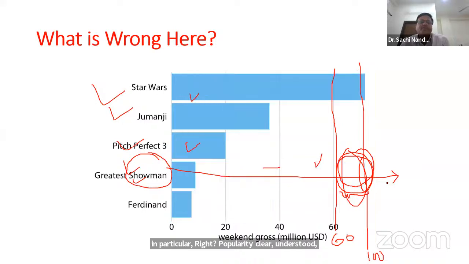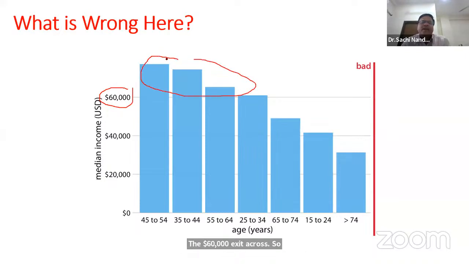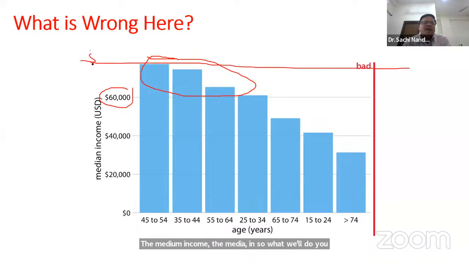Should I proceed? Similarly, the same thing we can find here: Star Wars exceeded the limit. Similarly, here also the same thing: the median income of a particular age group in New York City. Here, $60,000 exceeds the axis, so this value I cannot predict exactly. The median income gradually increases. So what will you do? You have to add another row and put the value equal to, maybe, $90,000. Okay.